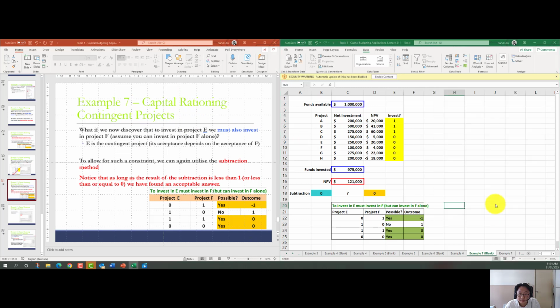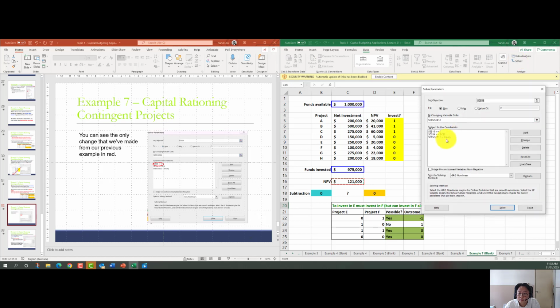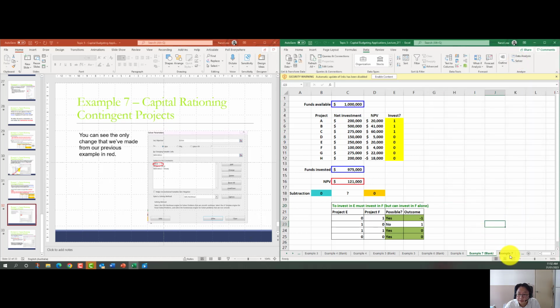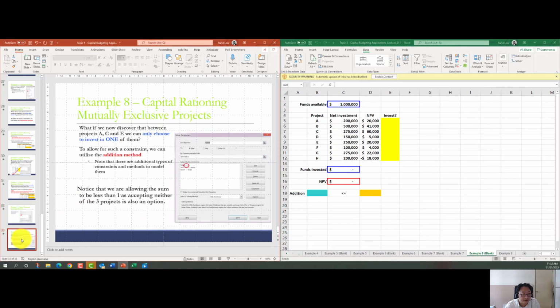So we solve it, and it gives us these three. So that's it, right? All we changed, as mentioned before, in solver was B18 less than or equal to 0. Okay, so now let's look at example 8.